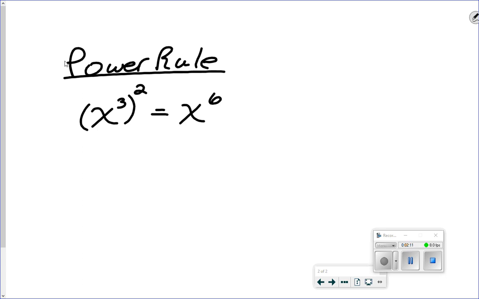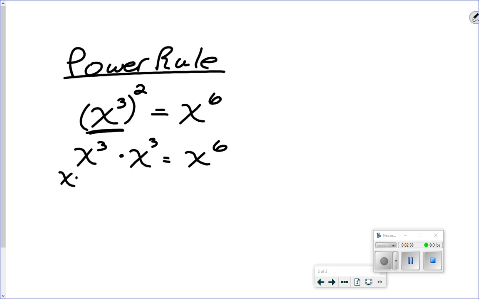And the reason for this, I'm going to show you the long way again. X to the third squared, anything squared, it's like taking x to the third and multiplying it by itself, because that's what squared means. It means take whatever's inside that parenthesis, which is x to the third, and multiply it times itself. And then we just learned, because of the product rule, that this is x to the sixth.